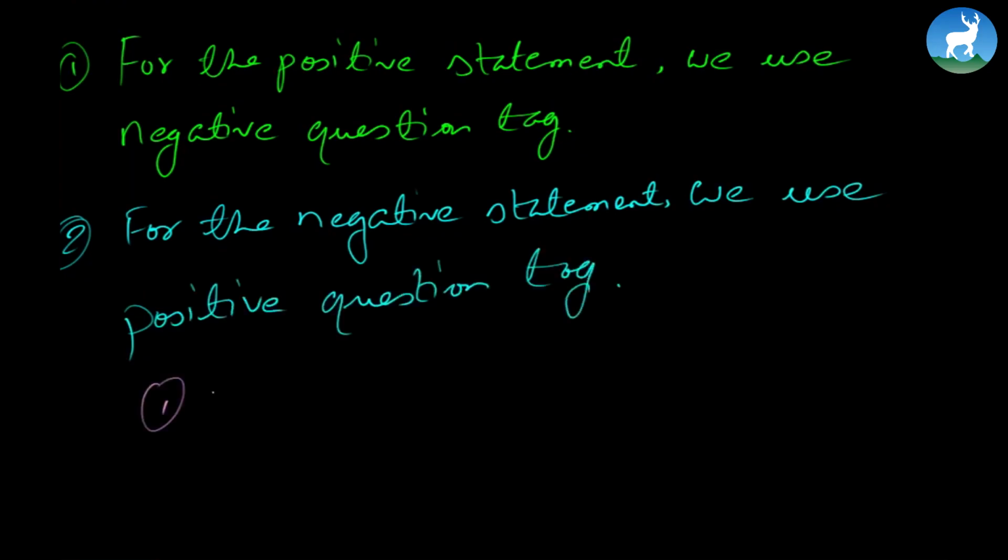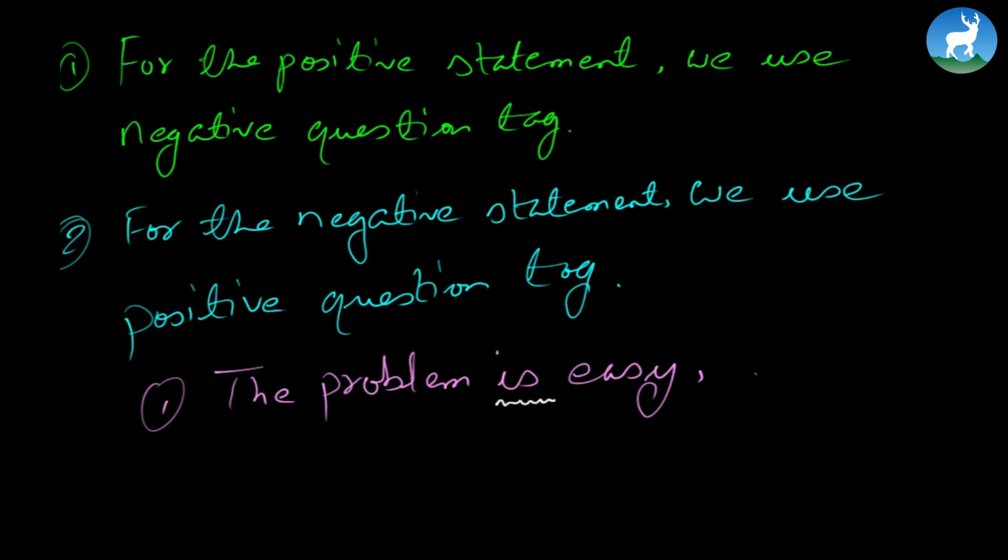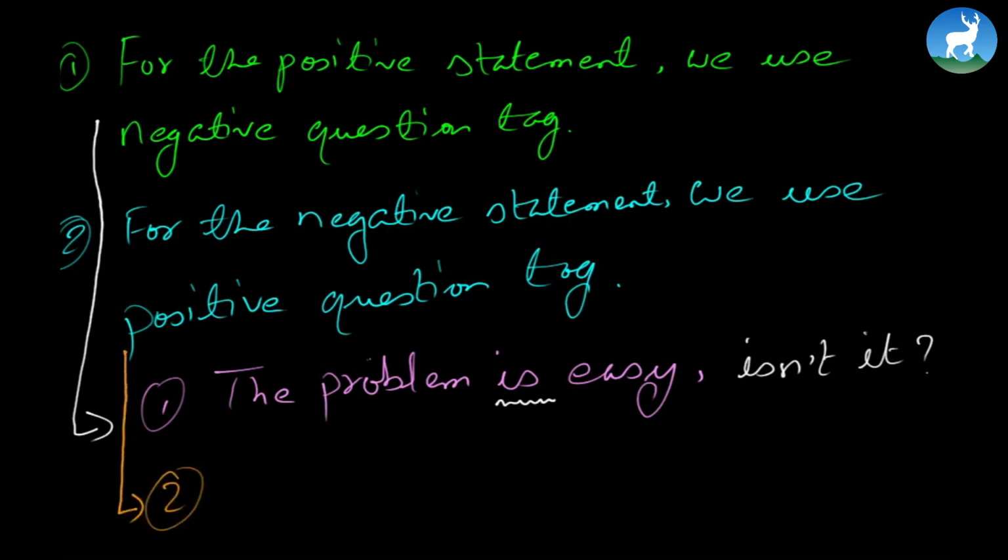Now, example one: what is a positive statement? Let's say, the problem is easy, a positive statement, separated by a comma. Remember what the rule says. The statement is positive, we use negative question tag. The problem is easy. So taking care of the tense or the auxiliary verb here, the problem is easy, isn't it? See, example one is justified. Now let's think of example number two. What does it say? For the negative statement, we use positive question tag.